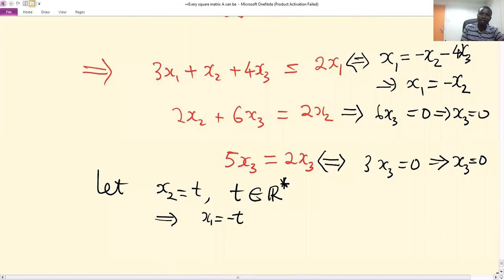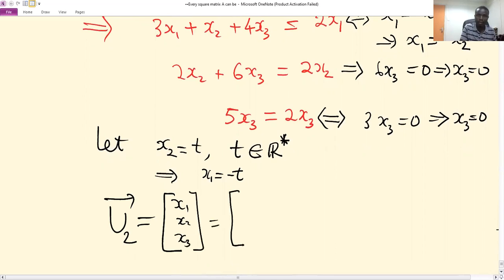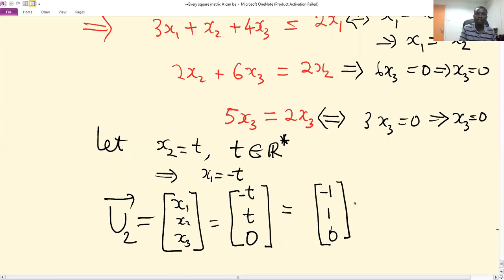And then you say your eigenvector u2, which is given by x1, x2, x3, will be, where there's x1 you put minus t, where there's x2 you put t, where there's x3 you put 0, because that's what we have solved. So this is the same thing as saying minus 1, 1, 0, and then you multiply by t. t is a non-zero scalar.